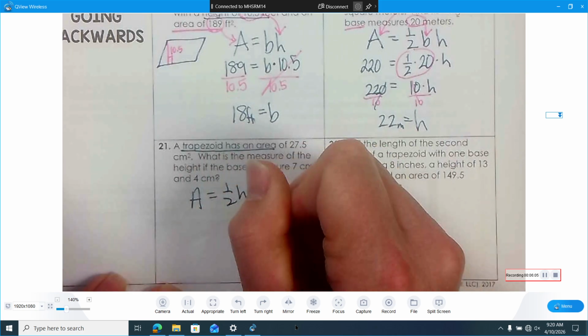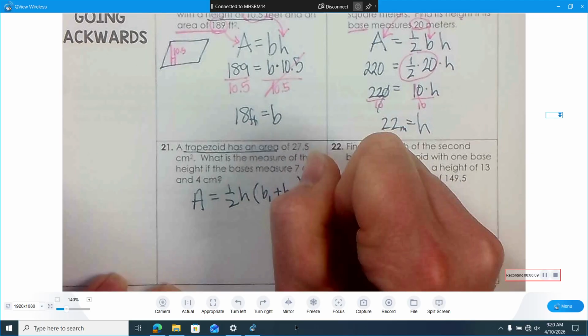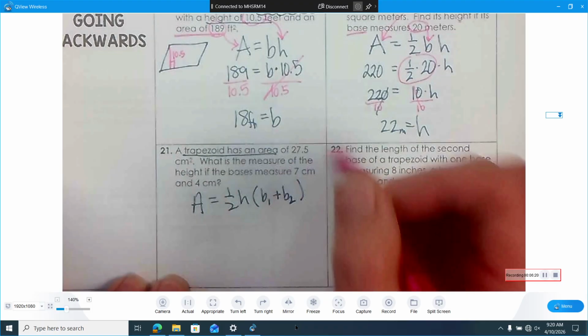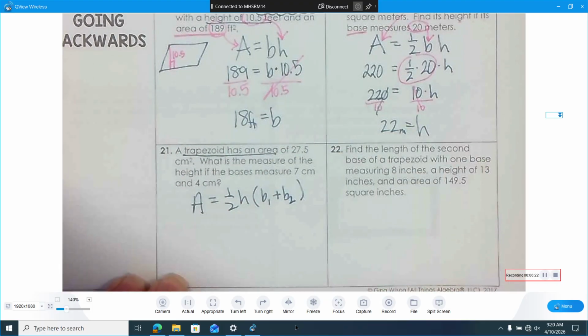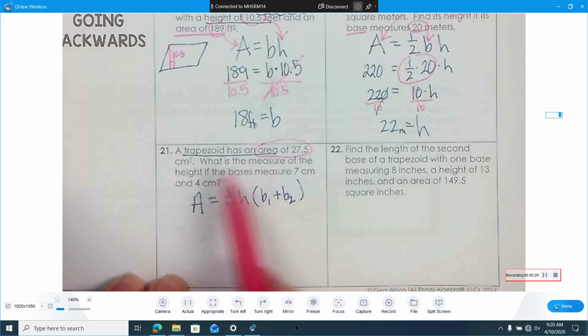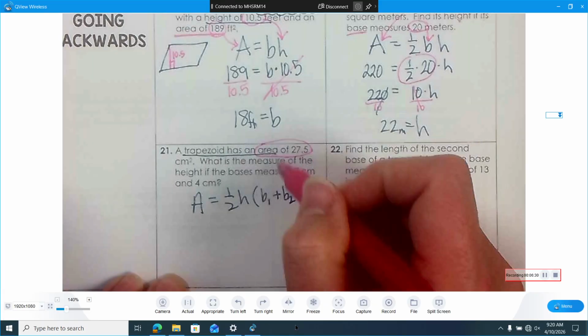Half height times base 1 plus base 2. Very good. 1/2 the height times the sum of base 1 plus base 2. Okay, it says the trapezoid has an area of 27.5, so the area is 27.5 centimeters squared. Where do we put the 27.5? In place of the area.